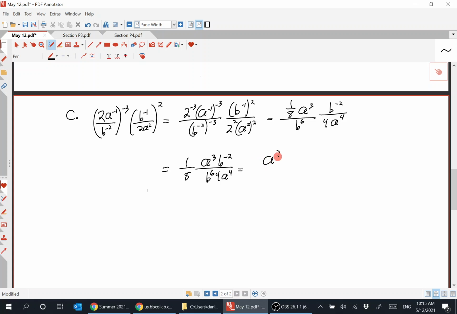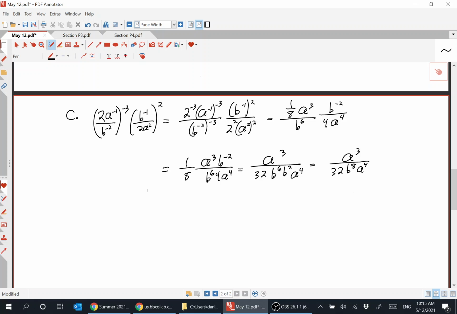So that's a to the 3rd. And then 8 times 4 is 32. B to the 6th, b to the minus 2, a to the 4th. Do you mean b to the positive 2 in the denominator? Oh, b to the positive 2, I'm sorry. All right, now this becomes b to the 8th. 32, b to the 8th, and then a to the 4th.